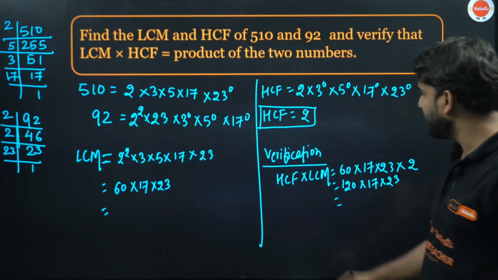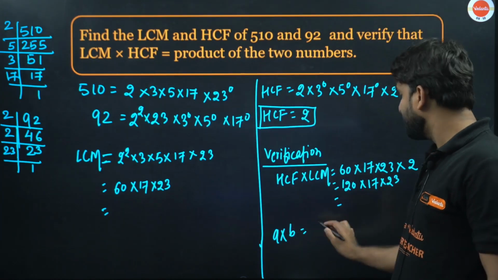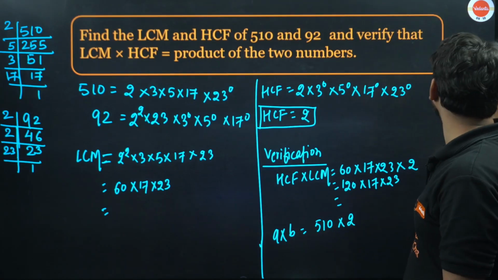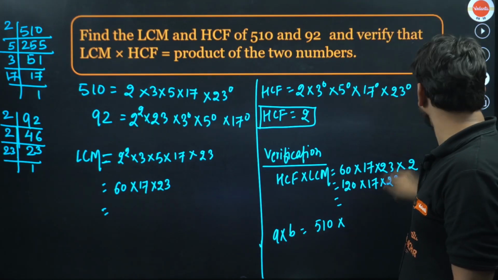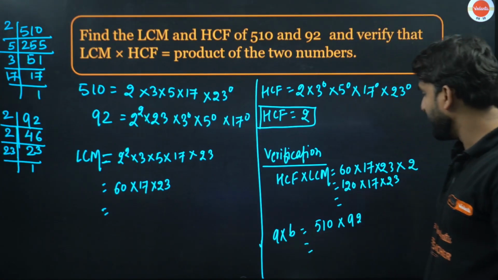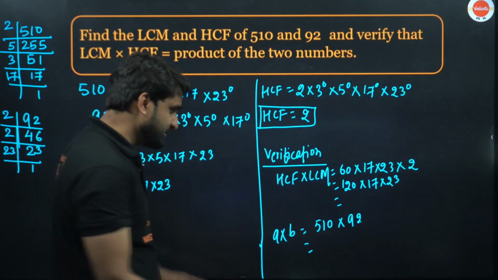Let's multiply. Otherwise, we can also do one thing. Now multiplying both the numbers. The numbers are 510 into 20 into 92. So my dear champion, we can do one thing.